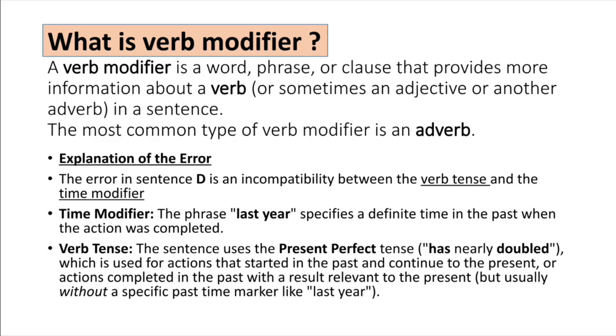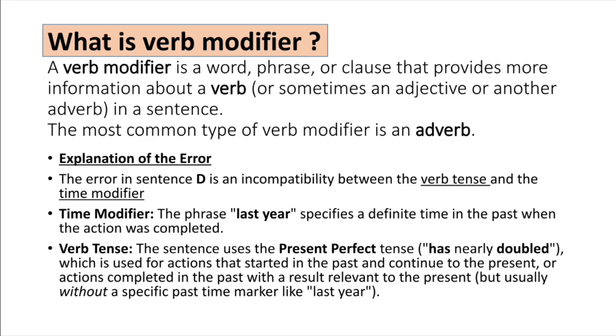So, again, what is a verb modifier? A verb modifier is a word, phrase, or a clause that provides more information about a verb, or sometimes an adjective or another adverb in a sentence. The most common type of verb modifier is an adverb.